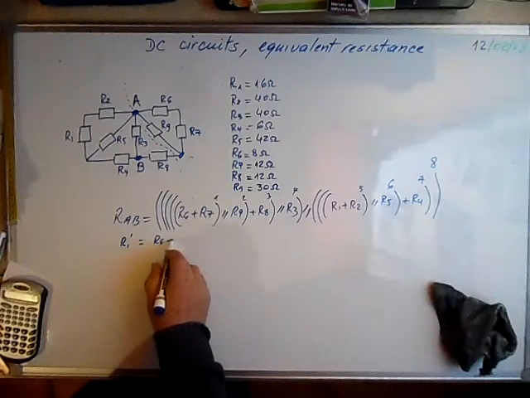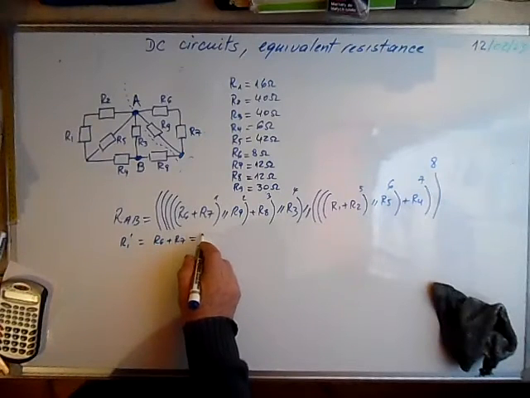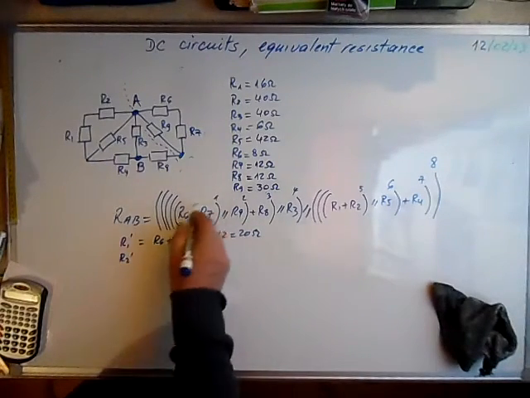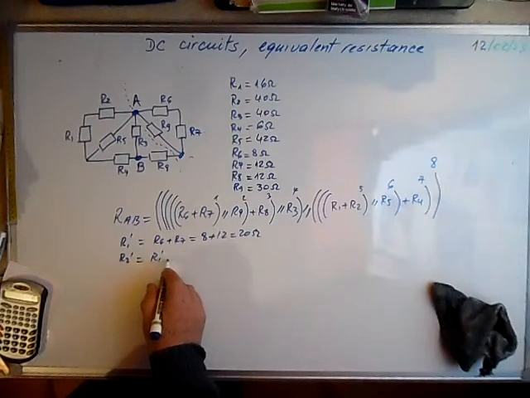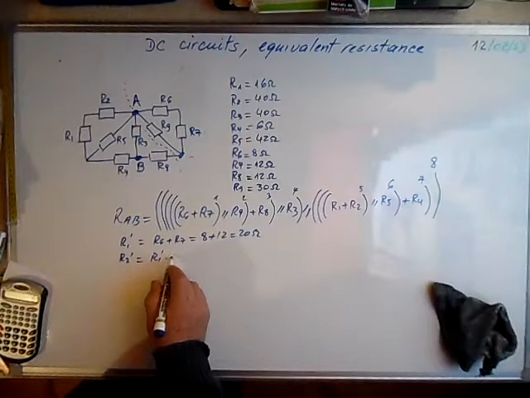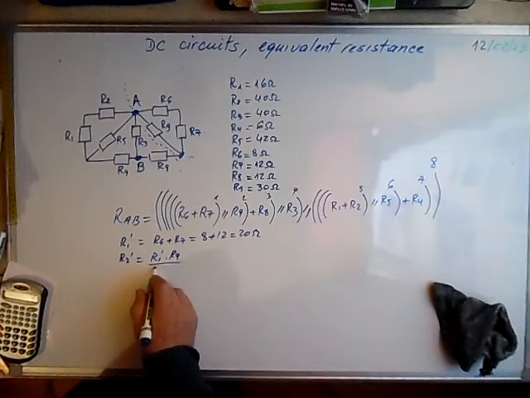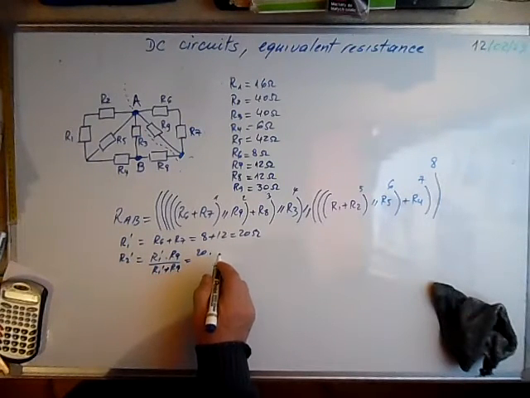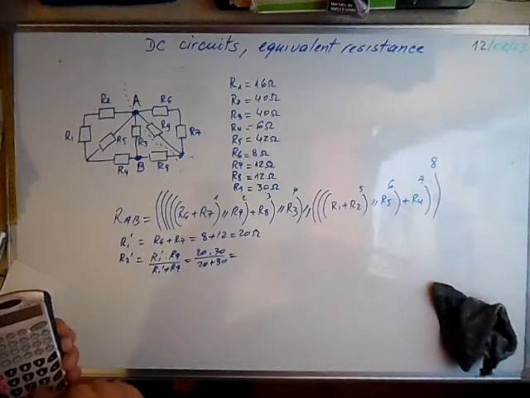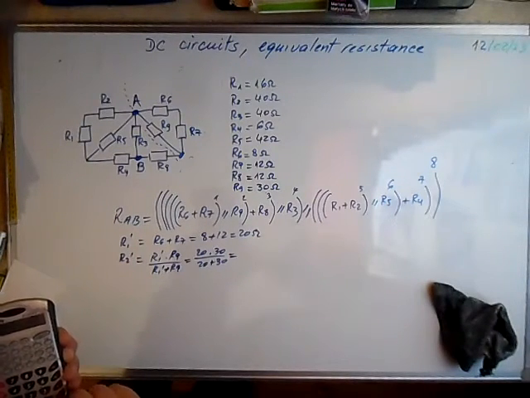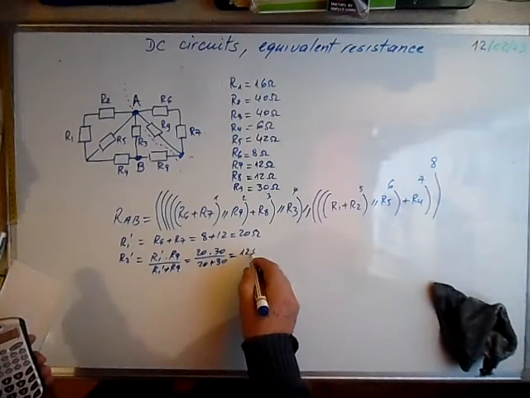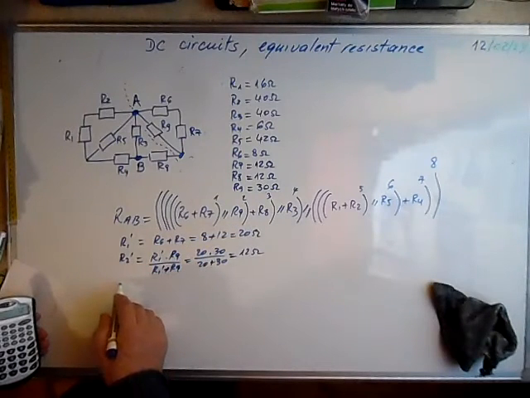This is R6 plus R7, and this is 8 plus 12. This is 20 ohms. R2 prime, we call this. So this is R1 prime, in parallel with R9. R1 prime times R9, which is 20 times 30 over 20 plus 30. That will give us 1 over 30 plus 20 times 20 times 30, which gives us 12 ohms.